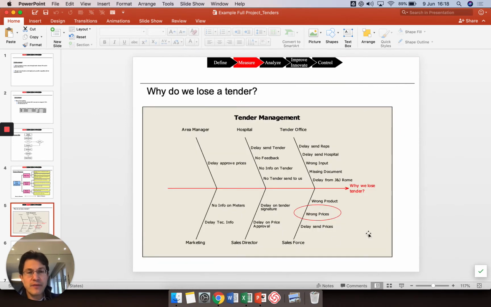And we started the measure phase collecting factors using this fishbone. In the fishbone, we grouped the main dimensions in area, hospital, tender office, sales force, sales director, and marketing. During the brainstorming, all the sales reps were pushing very strongly on wrong prices. So the company was not winning more tenders because their price was very high. And this is a typical pushback from sales reps, okay?